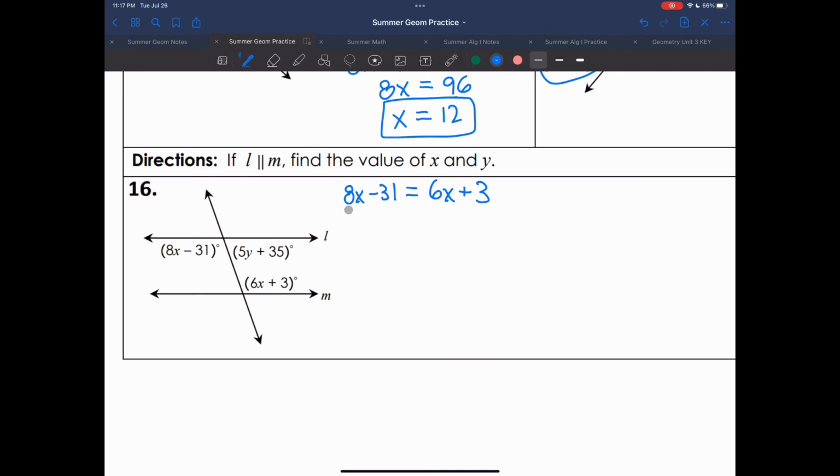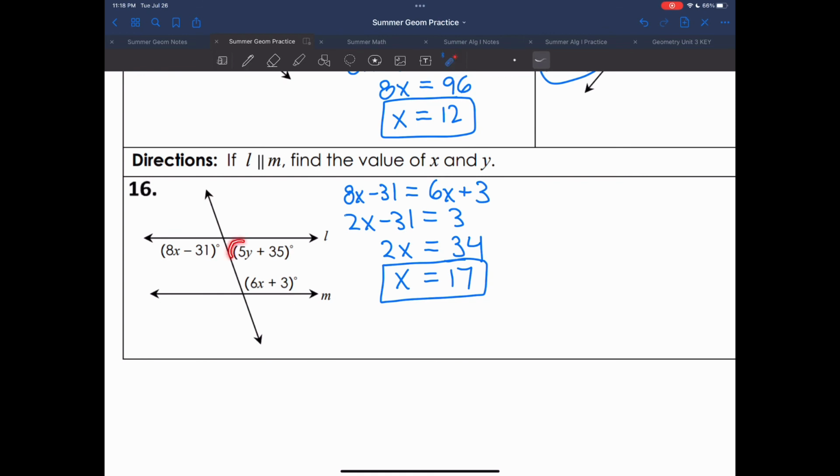From there I would subtract the 6x from both sides, so I would get 2x minus 31 equals 3. And then I would add the 31 to both sides, so we get 2x equals 34. Divide both sides by 2, we get x equals 17. Okay, so that wasn't too bad. We have our x variable. Tricky part is we've got to find our y variable.